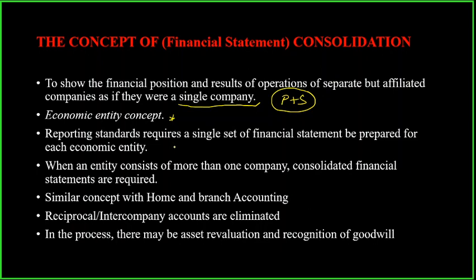Reporting standards require a single set of financial statements be prepared for each economic entity. So, we are required to come up with separate sets of financial statements for the parent and subsidiary, and another set for this combined entity. The concept is similar to home and branch accounting. In the process of consolidation, we'd like to eliminate reciprocal or intercompany accounts. Also, we are going to consider the revaluation of your assets, because assets acquired should be stated at their fair market value.